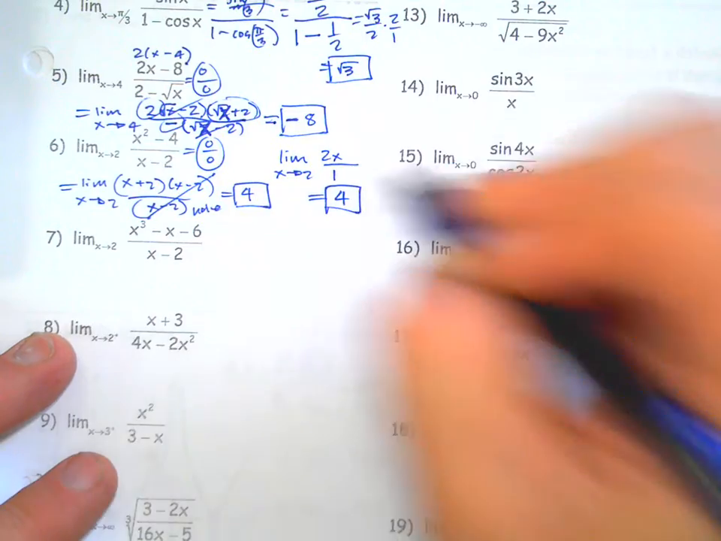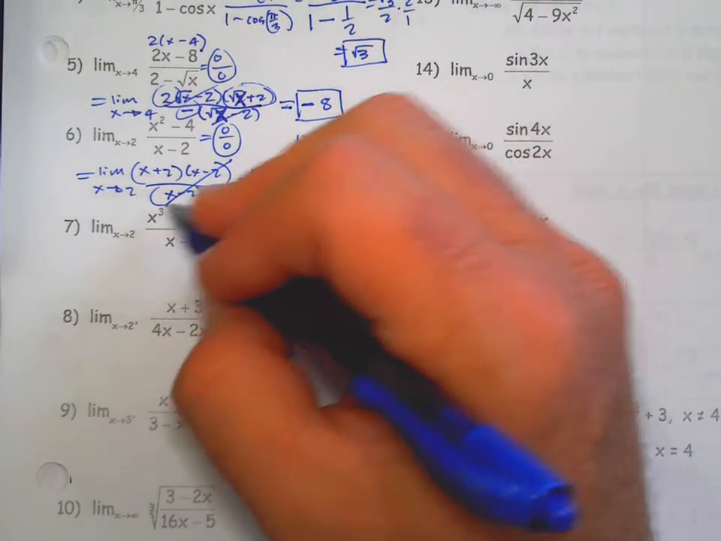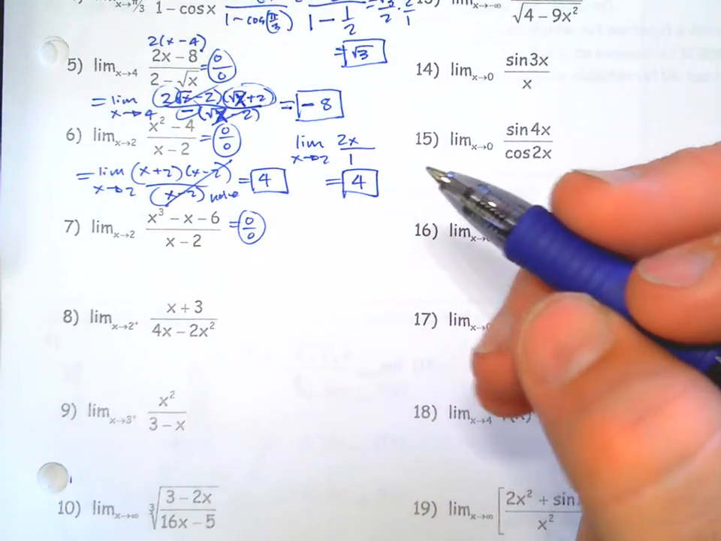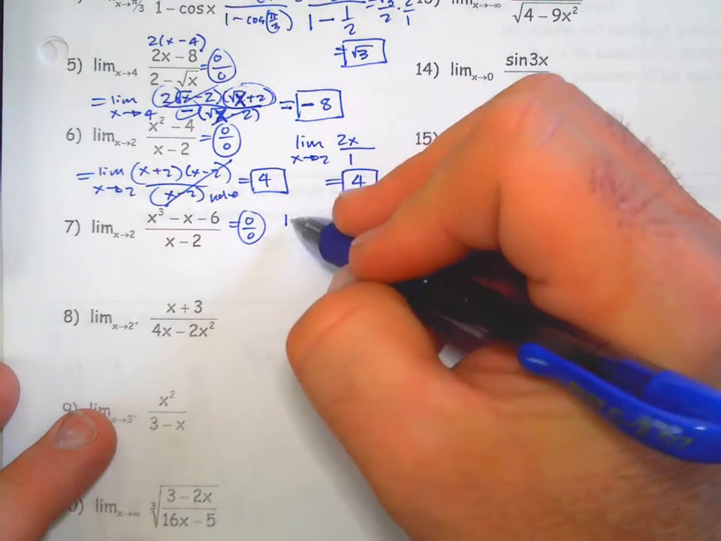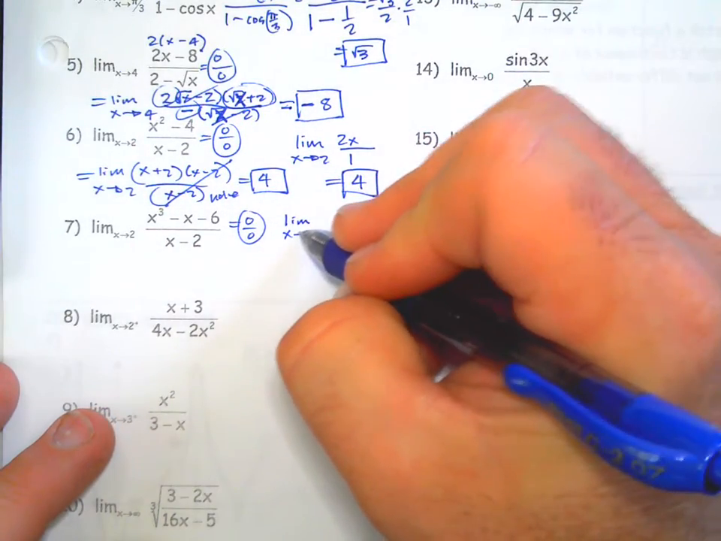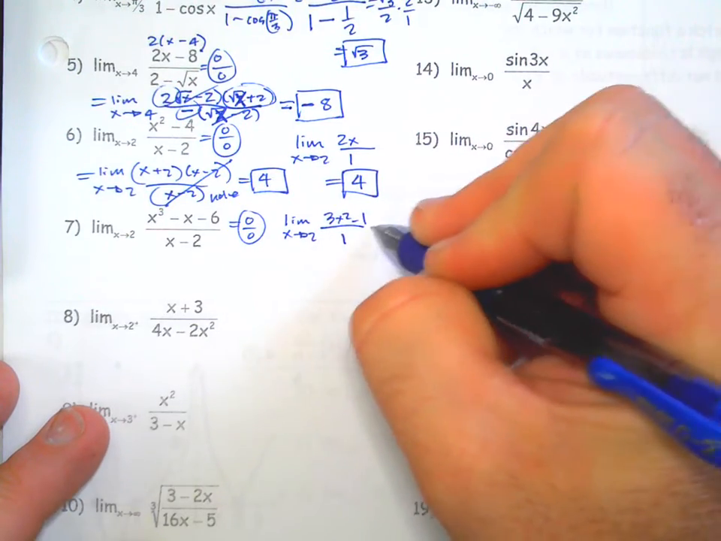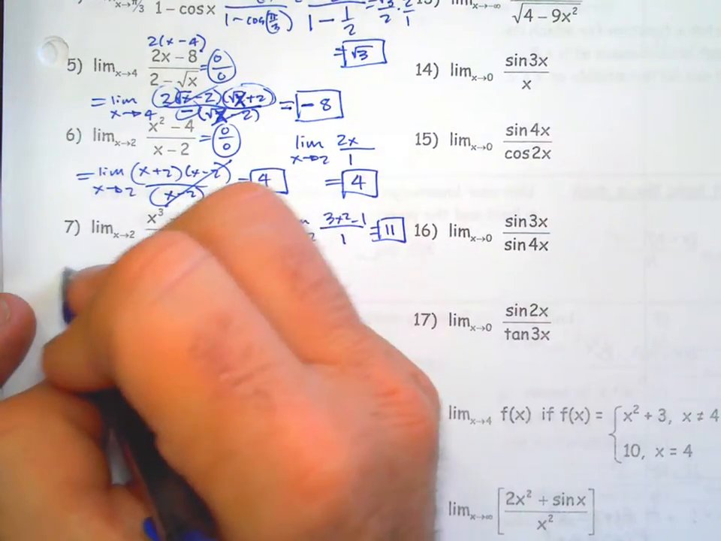That was pretty nice. Okay, number 7, plug 2 in, you get 8 minus 2 is 6 minus 6 is 0 over 0. You could do L'Hopital's rule. You do the limit as x approaches 2 of the derivative of the top, 3x squared minus 1 over 1. If you plug 2 into that, you get 11. It's pretty nice, but you also need to be able to do it the other way.